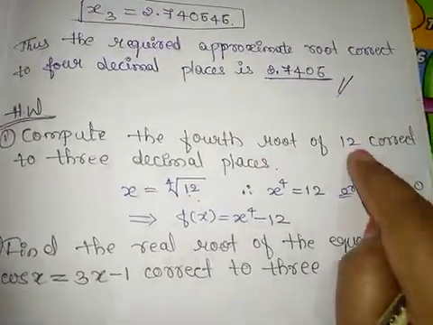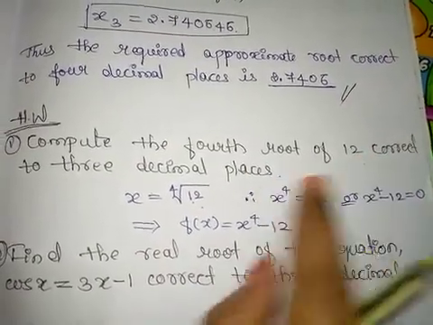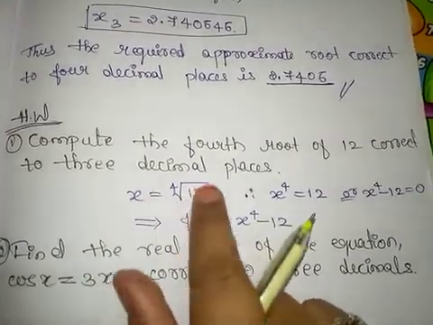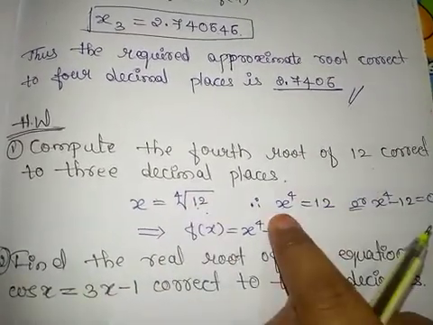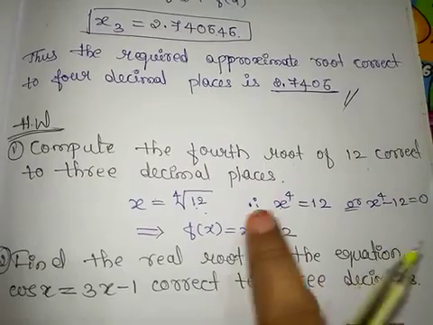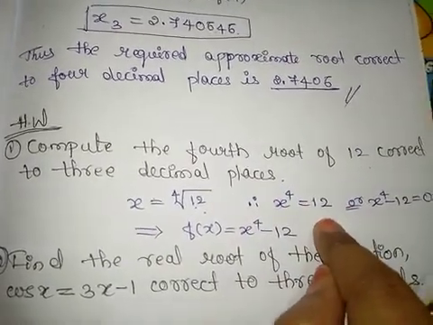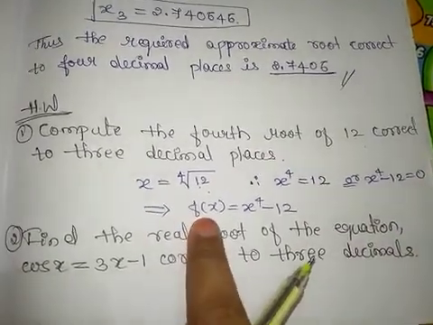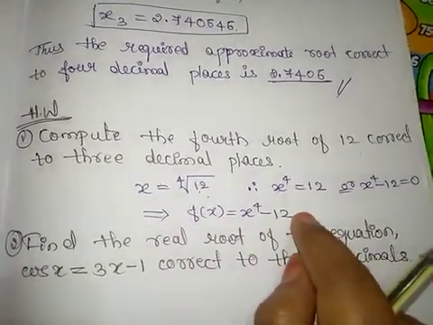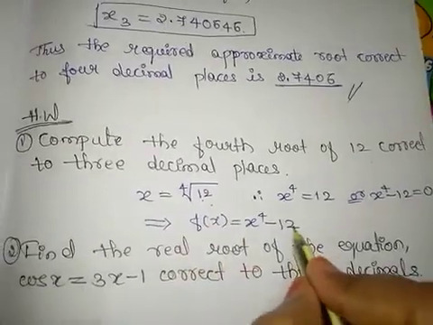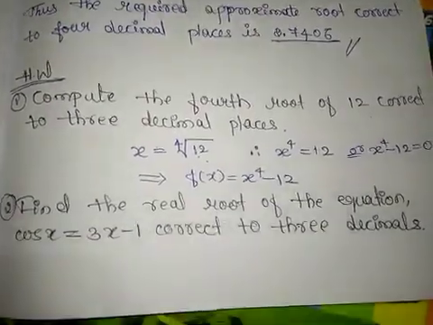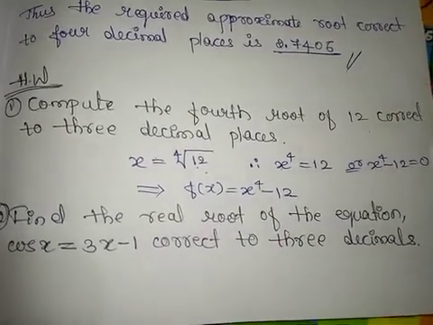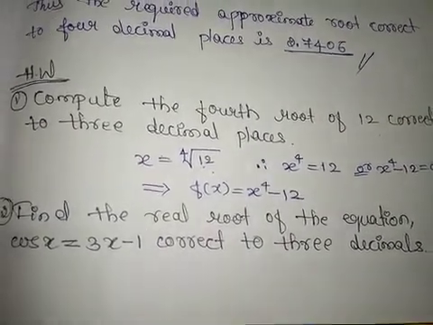They will give any number in place of 12. 4th root of 12 can be written like this: x is equal to 4th root of 12. Here raise the power 4 on both the sides. X raised to 4 is equal to 12. X raised to 4 minus 12 is equal to 0. Therefore f of x is equal to x raised to 4 minus 12. This is your function, and remaining steps are same. Go find the f of a and b first, then go for the a and b which gives b minus a very small enough.